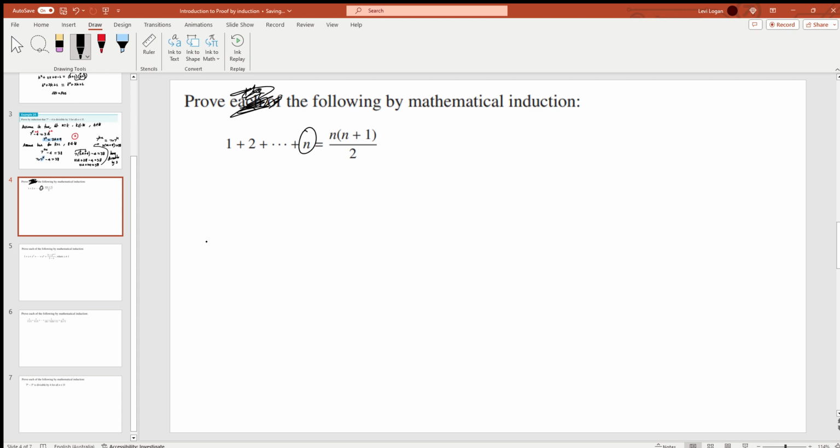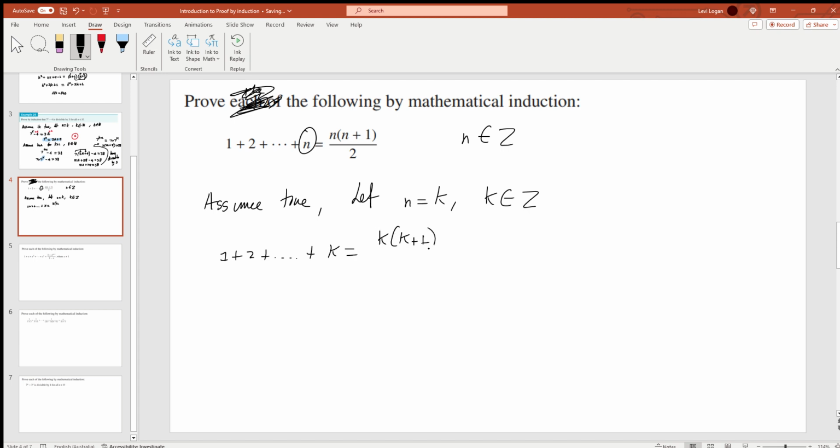So, step 2, assume true. Oh, I forgot that. Assume true. Let n equal k, and let's just say n was an integer. That's a terrible looking z, so I'll just use a z like that. So k is defined as an integer. So what we're going to have is 1 plus 2 plus dot dot dot plus k equals k times (k plus 1) all on 2. Then you're going to assume true for k plus 1.